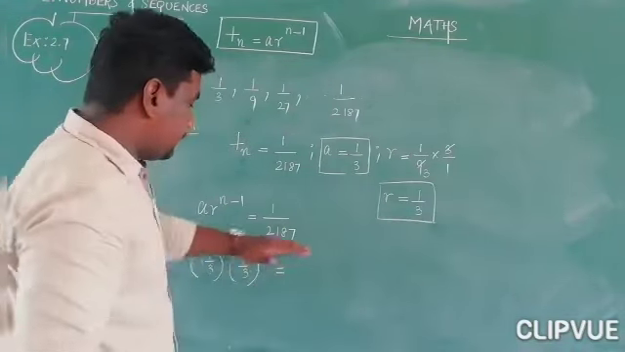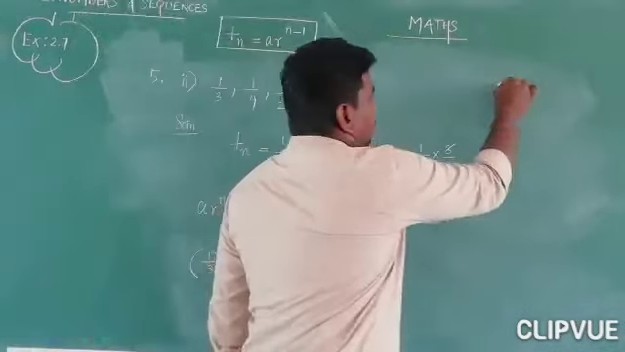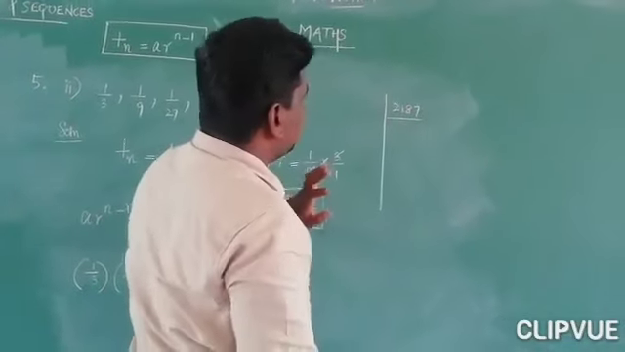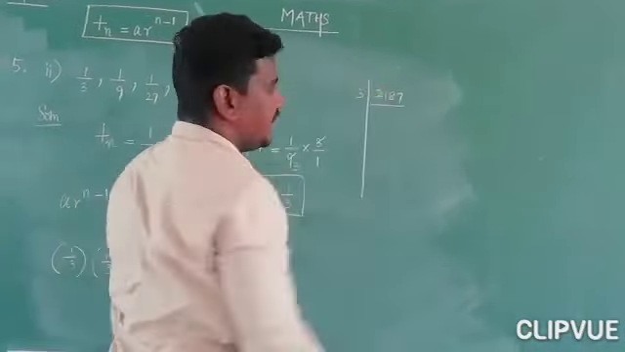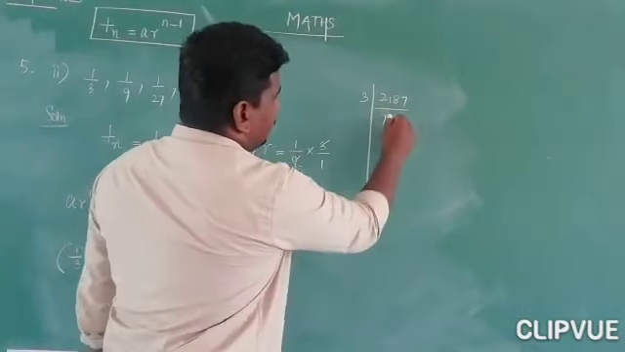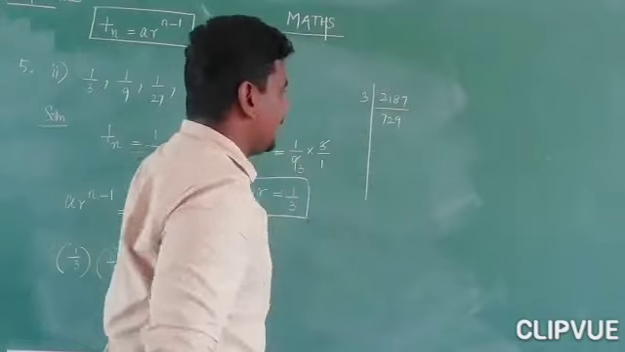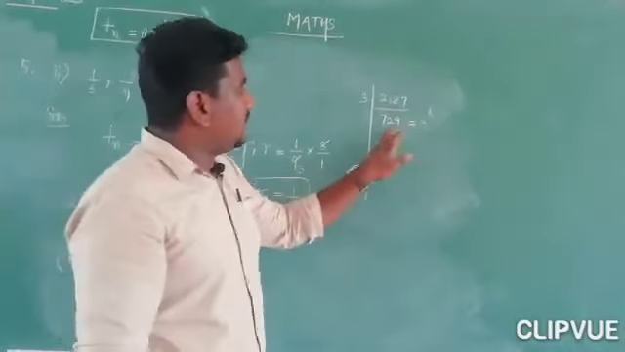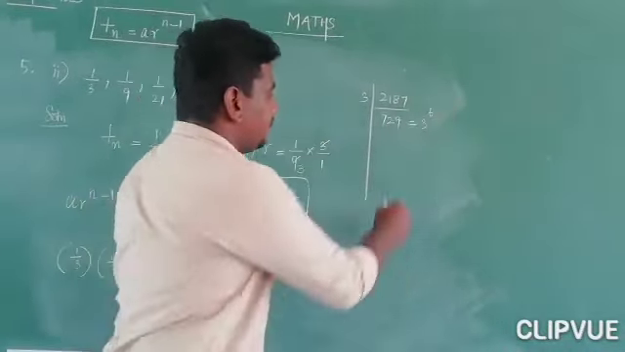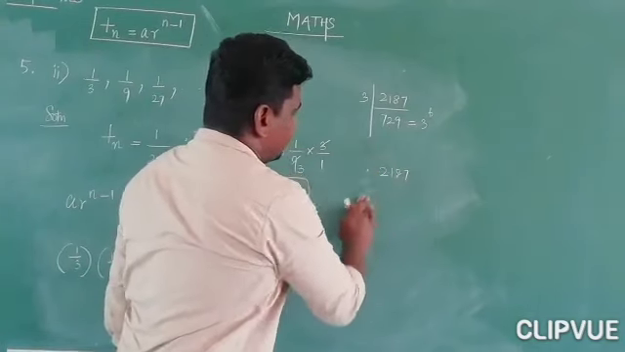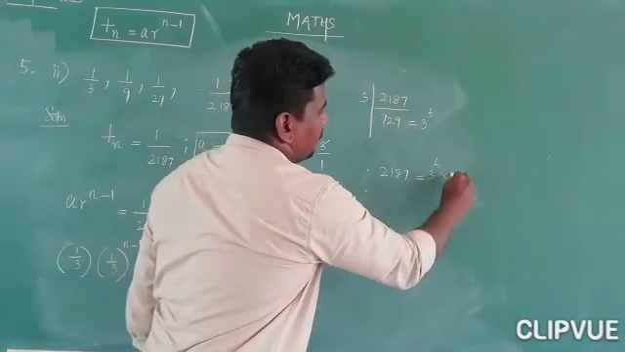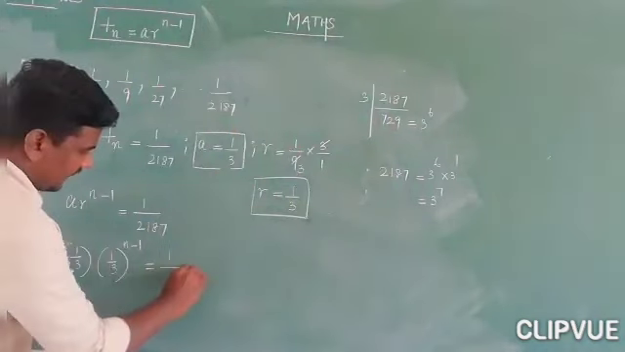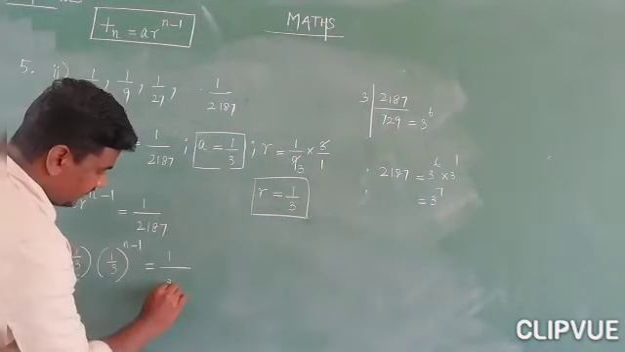Now I am going to find the prime factorization of 2187. Last problem we did like this: 2187, the sum of the digits is a multiple of 3, so it must be divisible by 3. How many times? 7 times 3 is 21, remaining 2, 729. And you know that 729 is equal to 3 power 6. Therefore 2187 can be written as 3 power 6 into 3 power 1, which is equal to 3 power 7. So now 1 by 2187 can be written as 1 by 3 power 7.